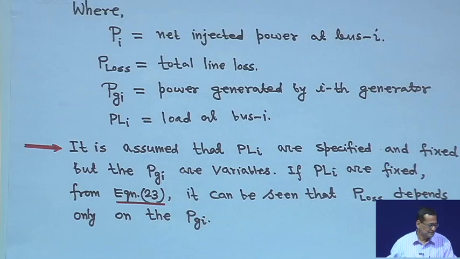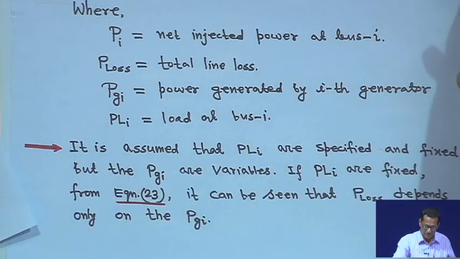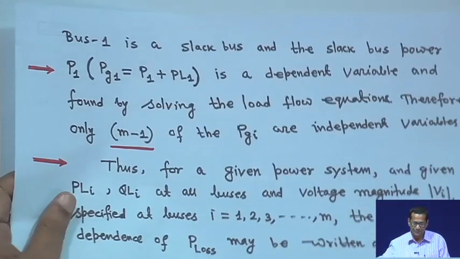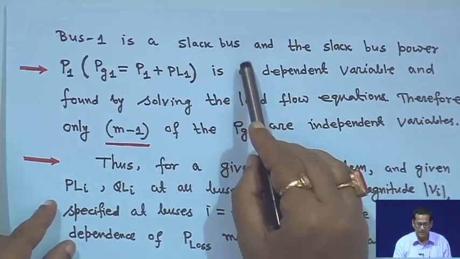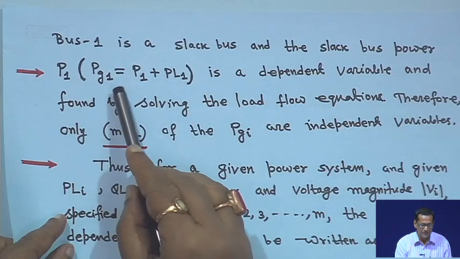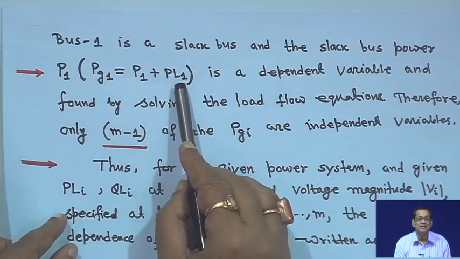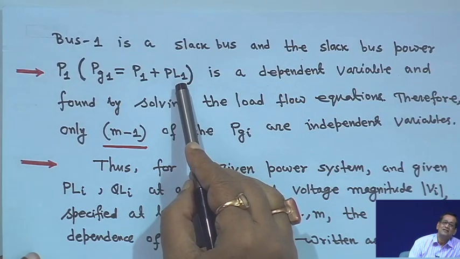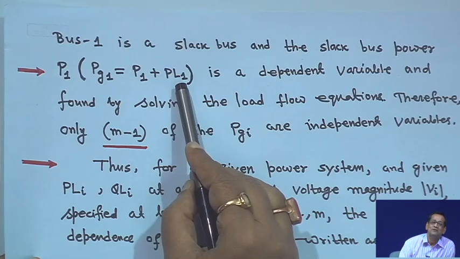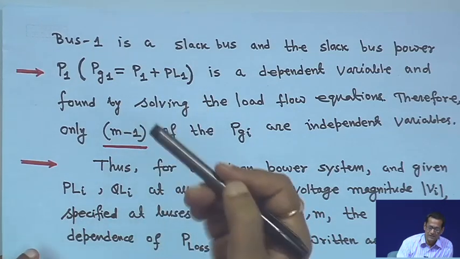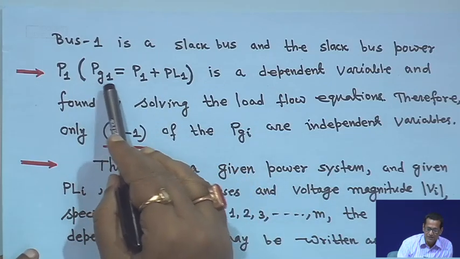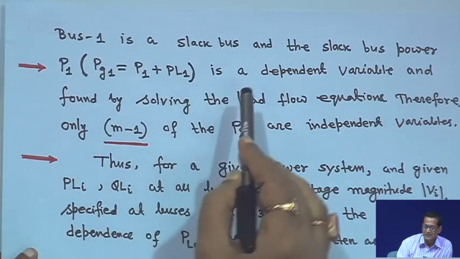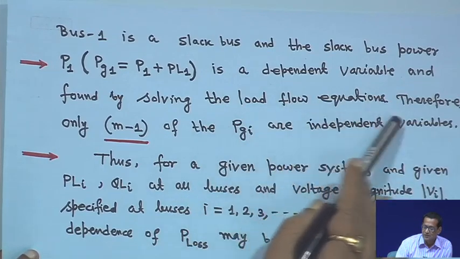So, bus 1 is the slack bus, and the slack bus power PG1 is equal to P1 plus PL1, if any load is connected at the slack bus. I told you that during the load flow iterative process, if any load is connected to the slack bus, you need not consider it during the iterative process, because it is a dummy variable. But once you get the load flow results, at that time PG1 should be P1 plus PL1, a dependent variable, found by solving the load flow equations.